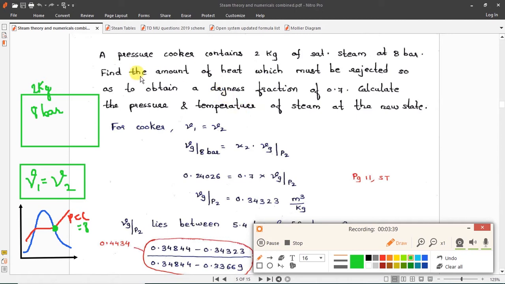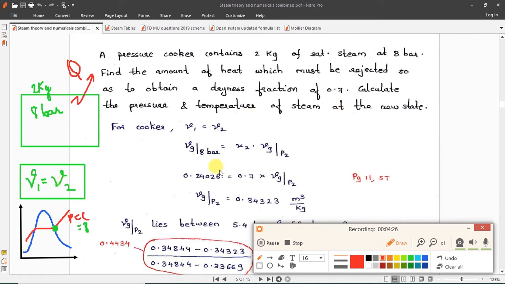Now what is asked? Find the amount of heat which must be rejected from the cooker, Q, so as to obtain a dryness fraction of 0.7. Now it is saturated steam, and when heat is rejected, it will convert into wet steam, and the dryness fraction of that wet steam is 0.7. So you have to calculate Q rejected and calculate the pressure and temperature of steam at the new state. New state means point number 2.